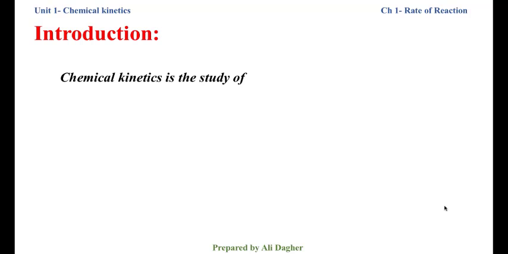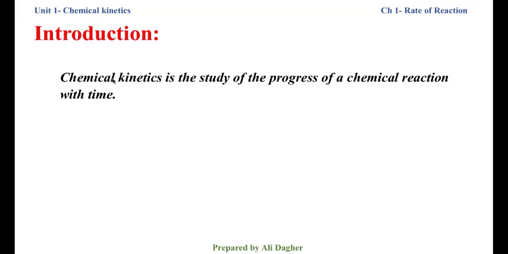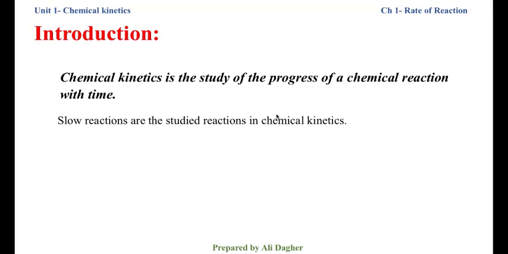Now, what is chemical kinetics? Chemical kinetics is the study of the progress of a chemical reaction with time. Slow reactions are the reactions studied in chemical kinetics. We cannot detect the progress of a fast reaction, so we cannot study the kinetics of fast reactions, only slow ones. And which slow reactions? Those that take place over a few minutes to a few hours, not those that take a few seconds, nor those that take a few years.